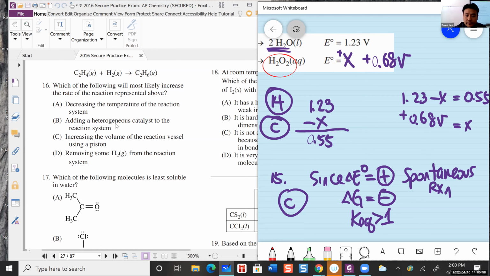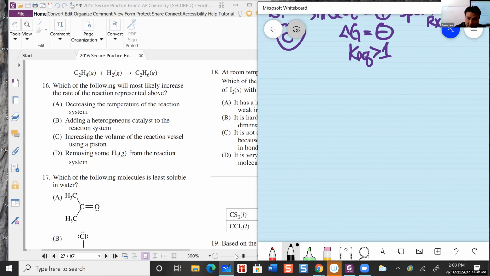Okay, I'm going to keep going down. Number 16, which of the following most likely increases the rate? So it's not Le Chatelier, because rate has nothing to do with whether equilibrium shifts left or right. You can only increase the rate by several methods. You add a catalyst, you increase surface area, you increase the concentration of the reactant, and you increase temperature, right? So what do you have to do? 16 is B. A, decreasing temperature, is wrong. B is adding a catalyst.